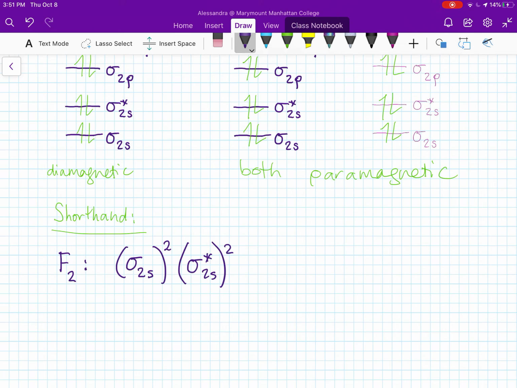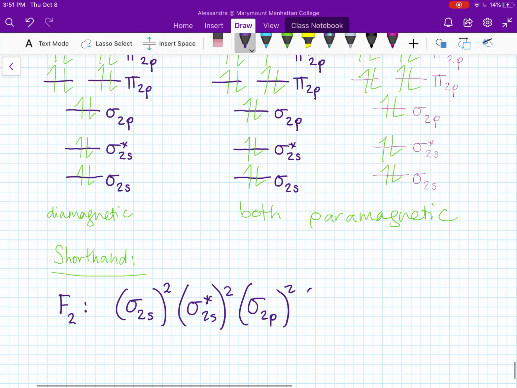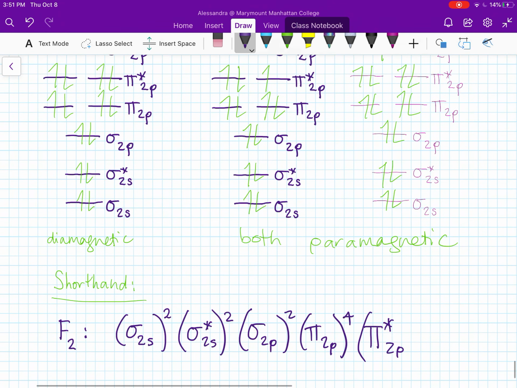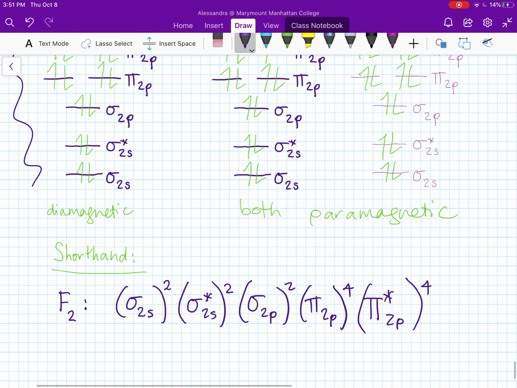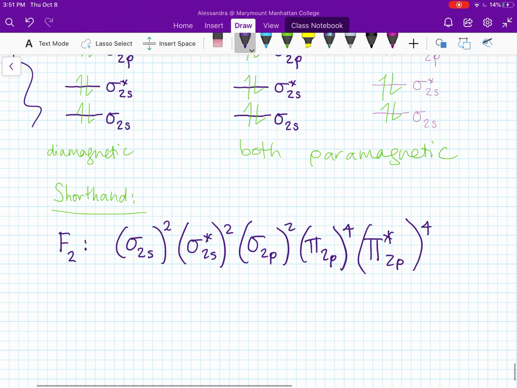Sigma star 2s has 2 electrons in it. Sigma 2p has 2 electrons in it. Pi 2p has 4 electrons in it. And pi star 2p has 4 electrons in it as well. Okay, so this is just the shorthand to show this MO diagram all in one line.